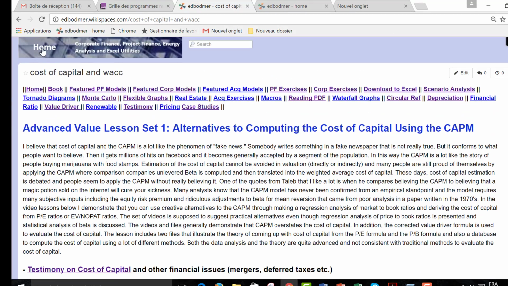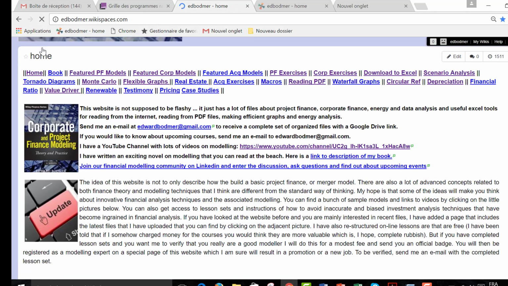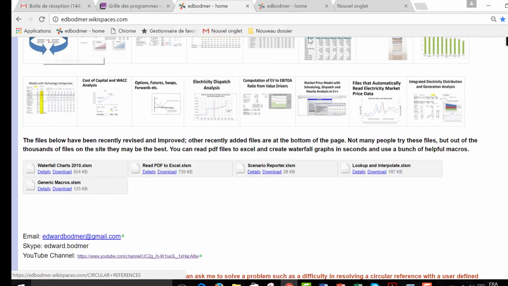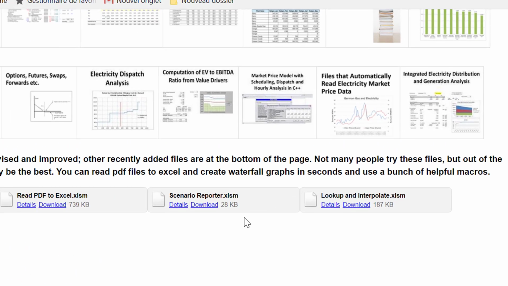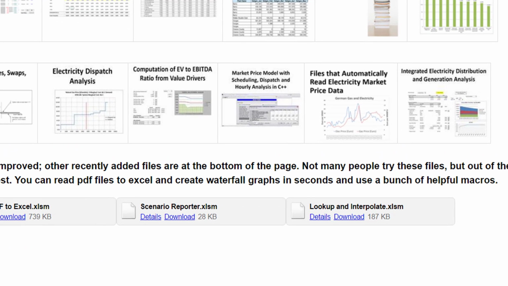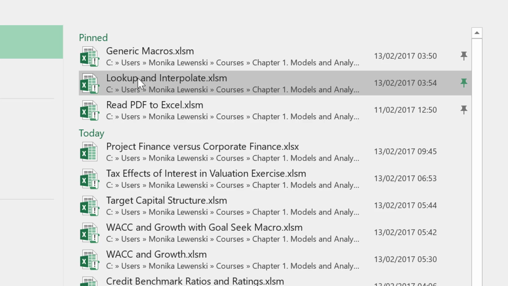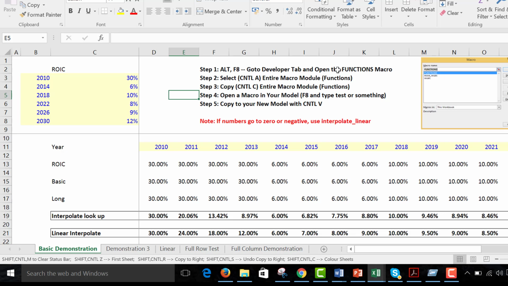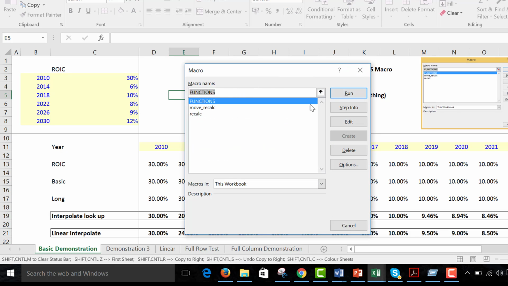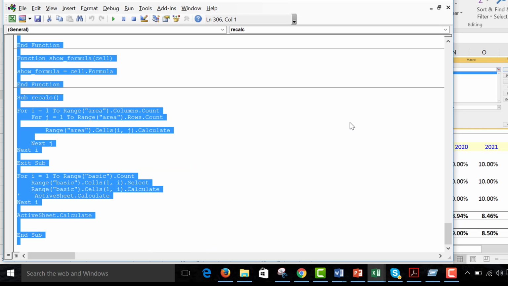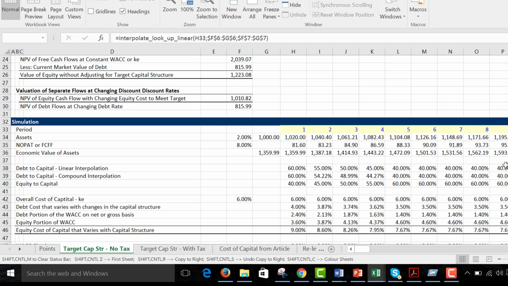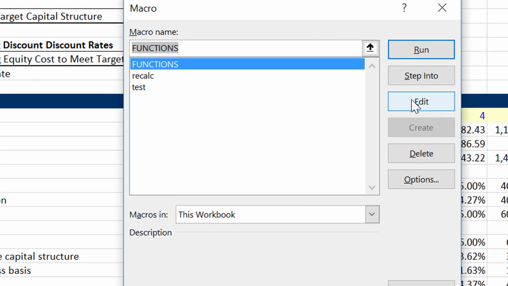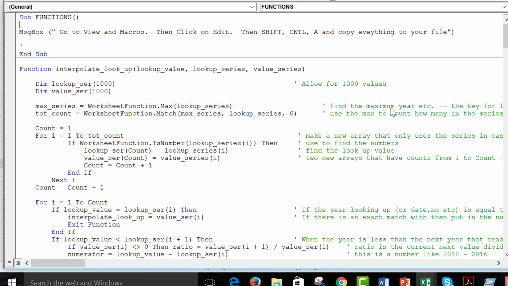If you just go to the home page, and then you have those same kind of three files. I also included a reporter and the waterfall charts, but those are the key files. Now, once you have that, let's open the one called Look Up and Interpolate. I've shown this 1,000 times before. You go to Functions, you press Edit, you press Control-A, Control-C, close this, you go back to your file, Alt F8, and I've already got it, you'd press Edit, and you just paste it.